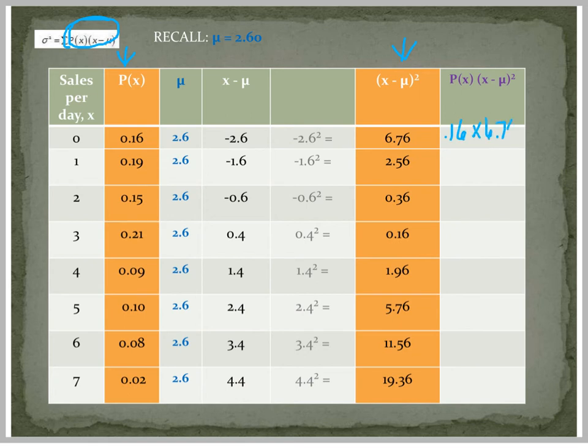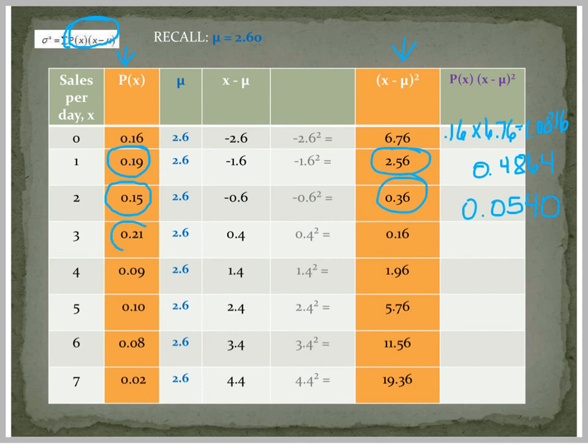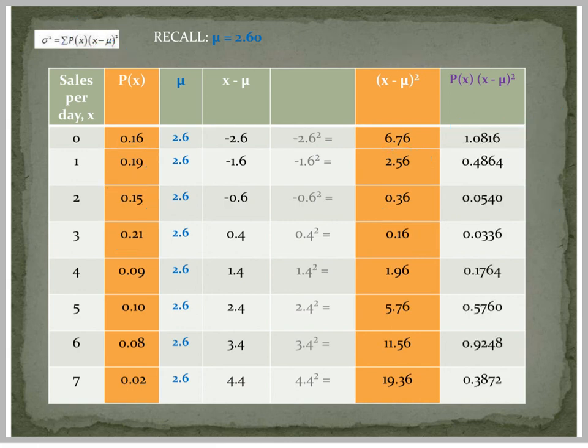I'm going to run out of room though. It gives me 1.0816. And my next product is going to be 0.4864, and that was found by multiplying 2.56 times 0.19. And then I'll multiply 0.15 times 0.36 and get 0.0540. And then I'll continue on multiplying in the orange columns to fill in the rest of this final column.